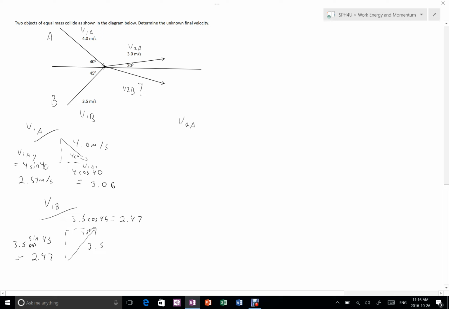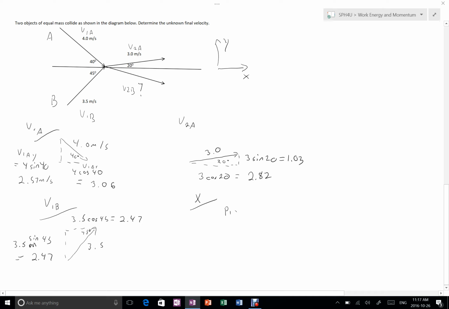V2A now is coming up like this. It's 20 degrees, and it has a magnitude of 3.0. So this one is 3 sine 20. Sine 20 is 1.03. And this one is 3 cos 20, which is 2.82. I'm going to call this the y direction, this the x direction. So I'm going to deal with my x's first. Why not?